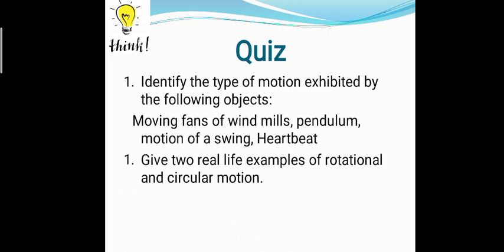Now it's quiz time. So you have to write the answers of these quiz questions in your notebook and send it to me. The first question is, identify the type of motion exhibited by the following objects: moving fans of windmill, pendulum, motion of a swing, and heartbeat. Next is, give two real examples of rotational and circular motion.